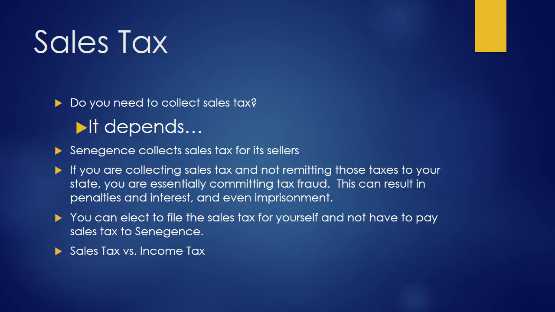Now, I said it depends at the beginning because you can actually tell SeneGence that, hey, I don't really want to pay the sales tax. It's adding to my cost. I'd rather just collect the sales tax and then remit it myself to the state. So there's a form you can fill out, and I will attach the link below. We'll put a link to that form that you can fill out and give to SeneGence. You can tell them that you want to start collecting it, and then they will stop collecting sales tax from you when you buy the product from them. This can save you some money. You're not going to have to pay that. So that's anywhere between 6 and 8% that you're saving every time you buy.